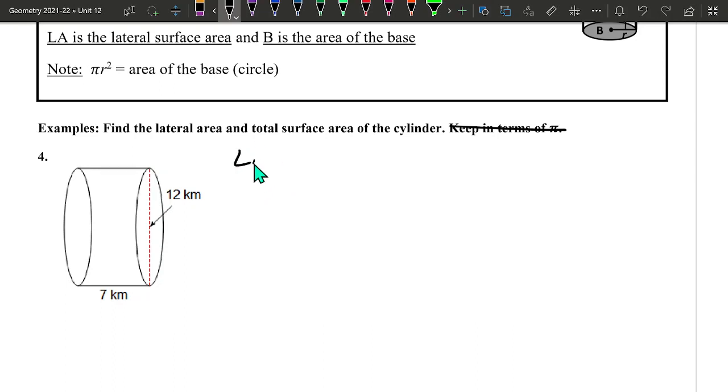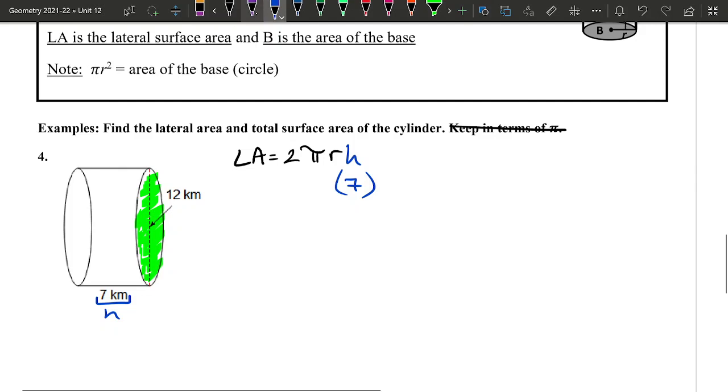All right, so starting with lateral area, it is 2 pi RH. I know that the base is the circle. When I shade it like that, I can see clearly that this 7 is my height because it's what connects the bases. So I'm going to make that a 7.